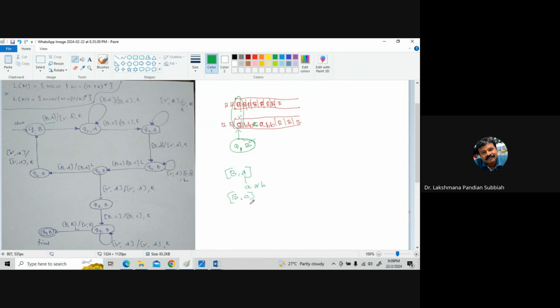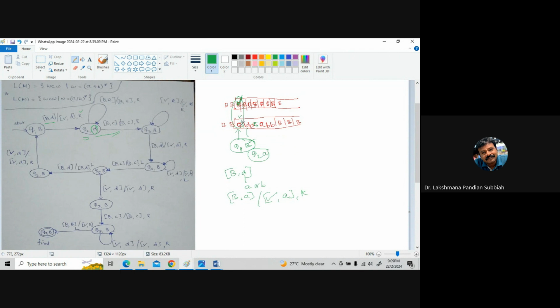In that blank and A, what we have to do is make the blank a tick mark, leave A as it is, and move to right. The first blank gets a tick mark. We are processing the first letter with a tick mark and then moving to right. We go to state Q2. In Q2 we are saving this A.